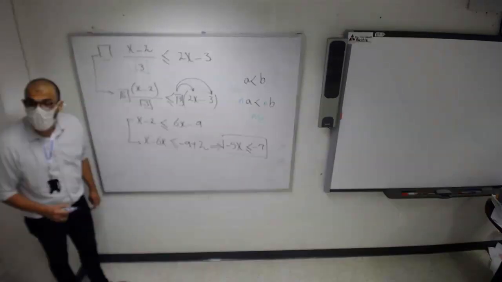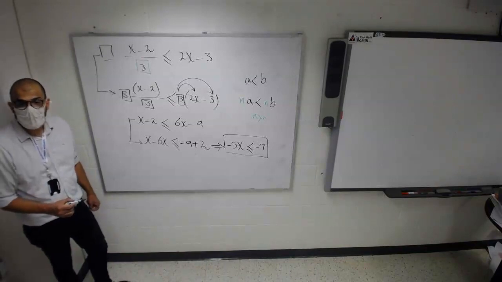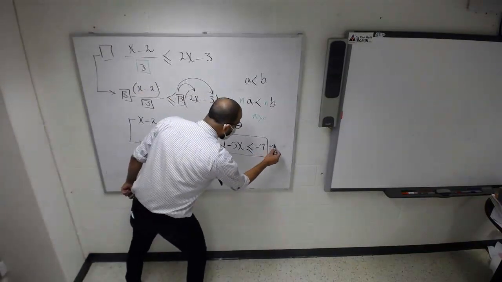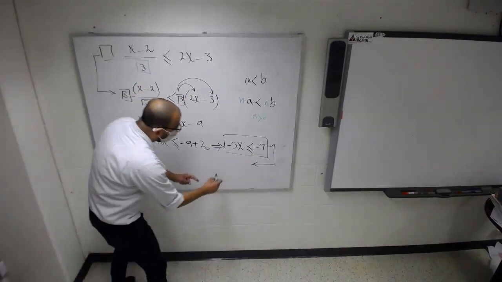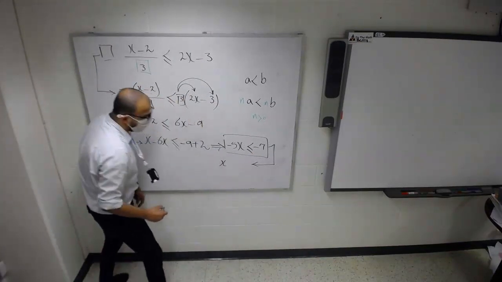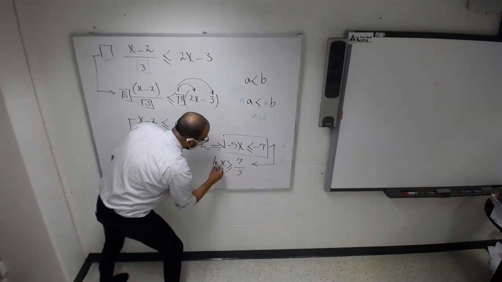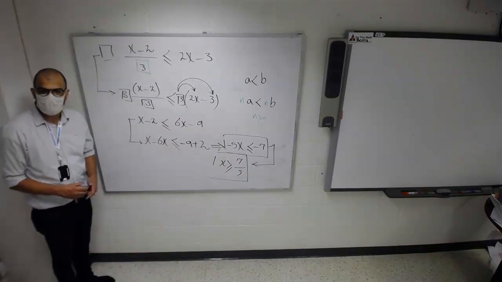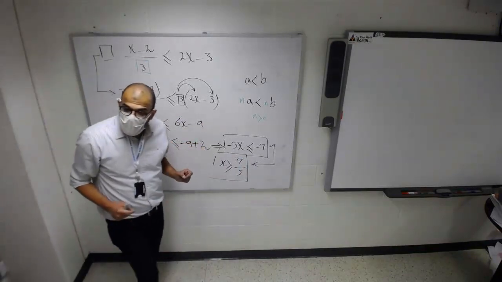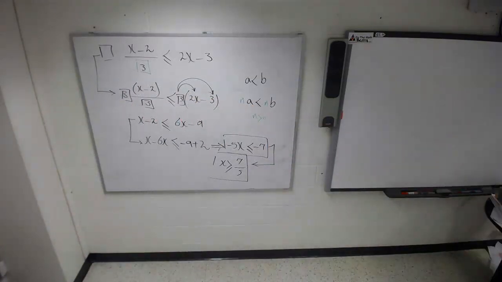I'm going to divide both sides by something which is negative. And now if I do this, x, and that's the result. I divide both sides by minus 5, then I have to change the direction.